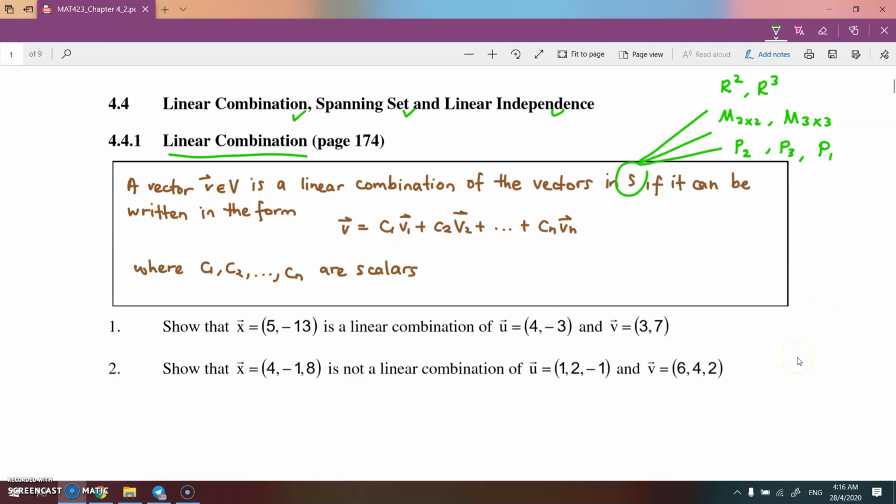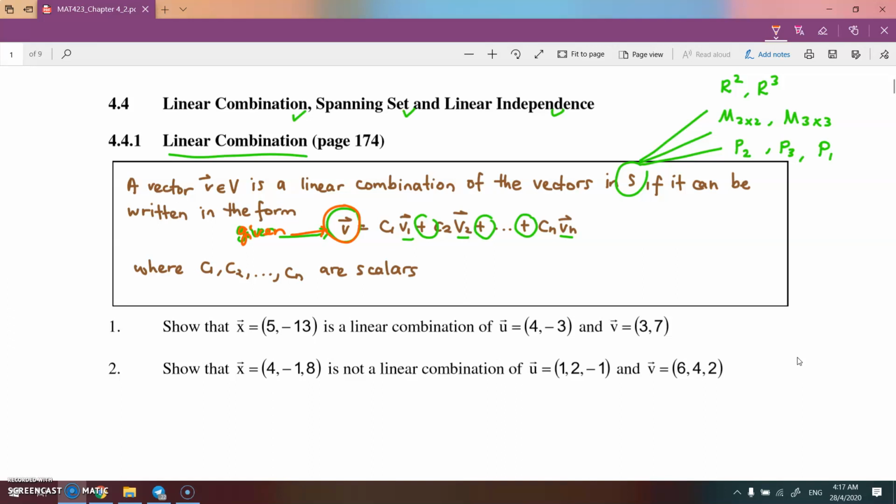So how do we combine these? You are given a few vectors, so you can combine them using vector addition. You add all these vectors to become another vector. This vector V here is given.